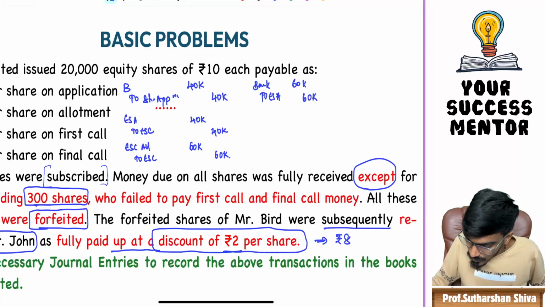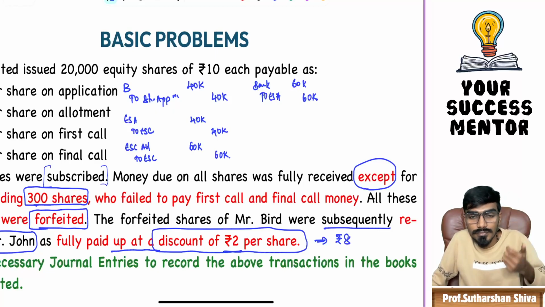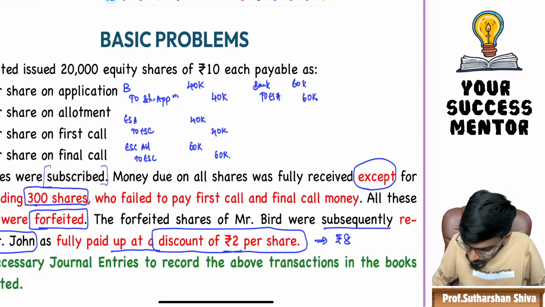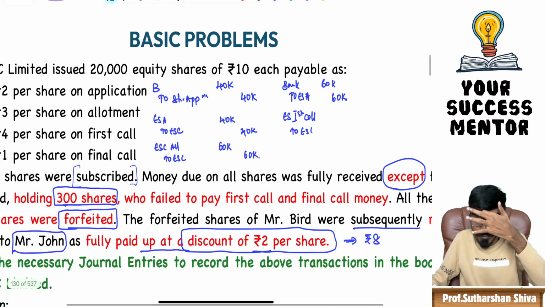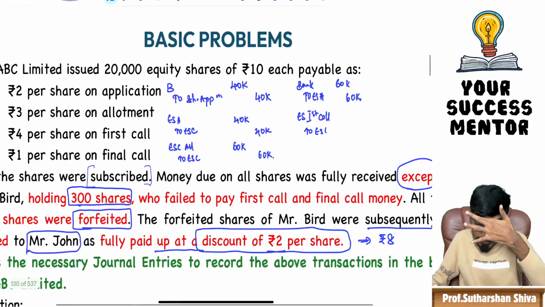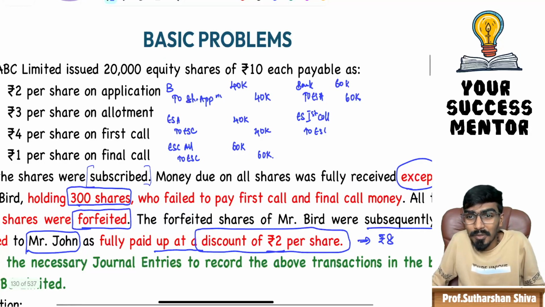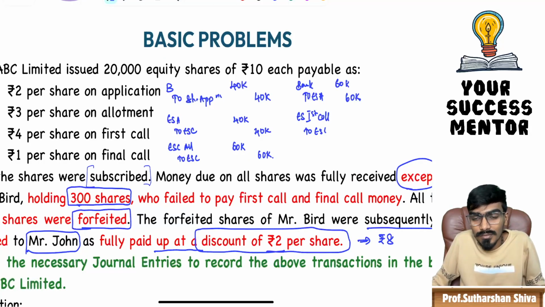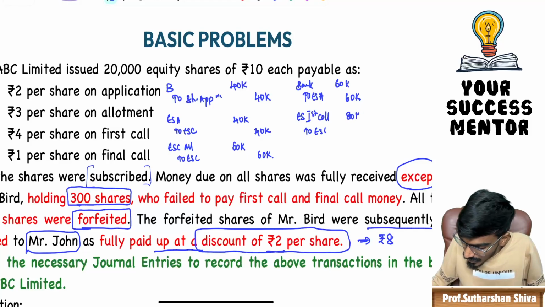Now comes the main role. First call. So the due entry is equity share first call to equity share capital. What is the amount you will put? 4 per share into 20,000, which is going to be 80,000.